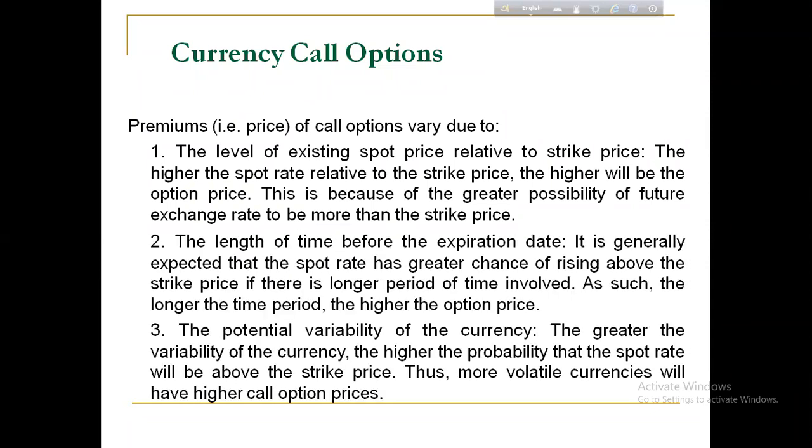So in currency call options, premiums of call options vary due to, number one, the level of the existing spot price relative to the strike price. The higher the spot rate relative to the strike price, the higher will be the option price. This is because of the greater possibility of the future exchange rate being more than the strike price. Number two, the length of time before the expiration date. It is generally expected that the spot rate has a greater chance of rising above the strike price if there is a longer period of time involved. As such, the longer the time period, the higher the option price.